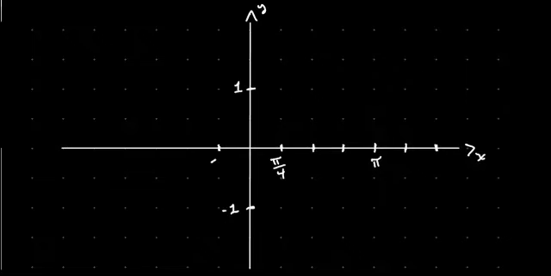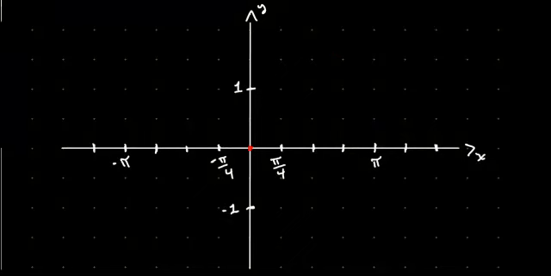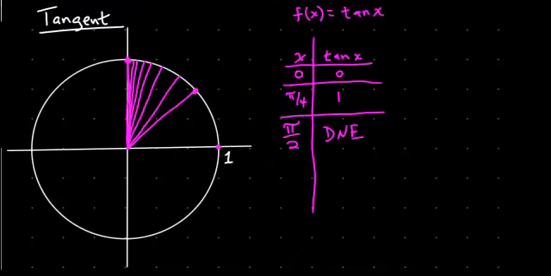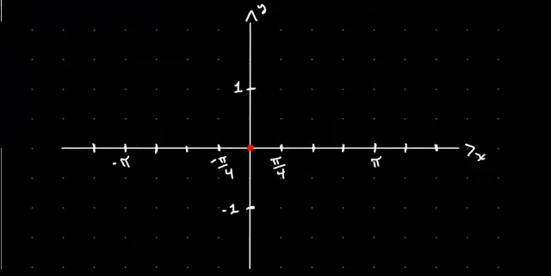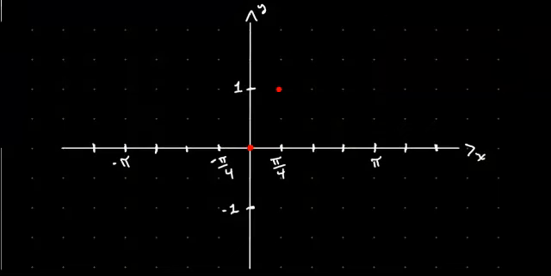So here I've got negative pi over 4. Here is -2 pi over 4, so that'd be our negative pi over 2. Negative 3 pi over 4, negative 4 pi over 4, so that's negative pi. Negative 5 pi over 4. And let's stop there. And let's look back: at 0, we got 0, so we've got that point. At pi over 4, we have 1, so over pi over 4, up 1. And at pi over 2, it does not exist.